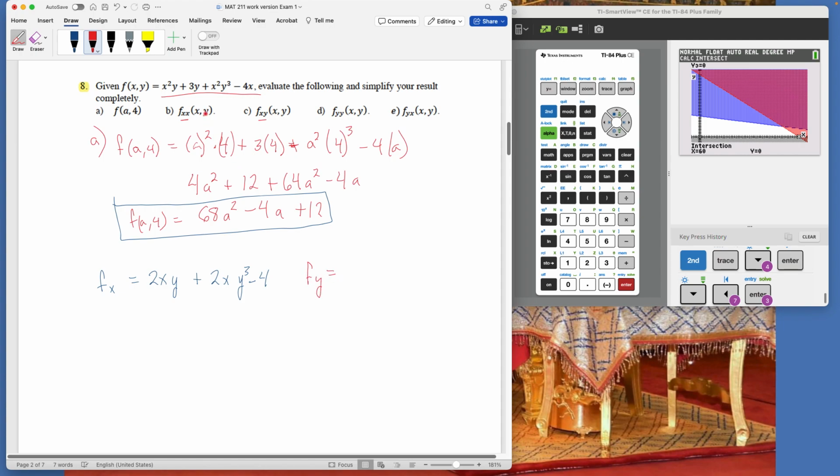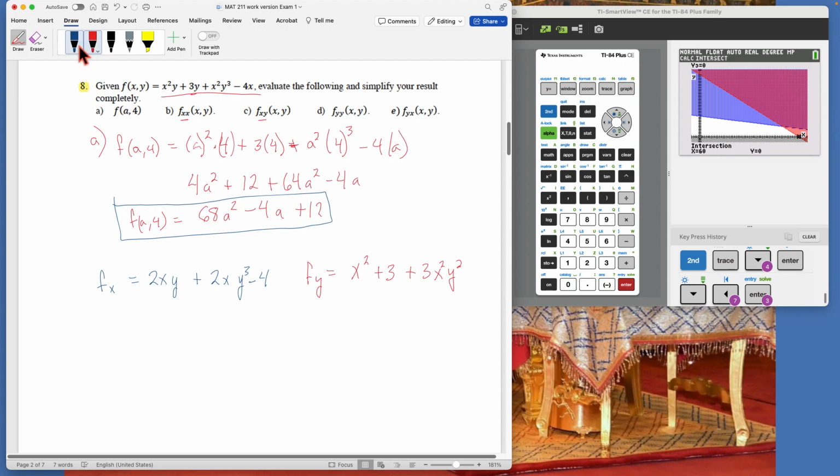So the partial with respect to y. I come to the first term. The derivative of y is 1, and I've got the x squared just tagging along for the ride, right? 1 x squared. Derivative of 3y is 3. Third term, x squared times y to the third. Derivative of y to the third is going to be 3y squared, and the x squared just tags along because it's a constant. And then the last term, minus 4x, x is a constant, so the derivative is 0. So these are our first derivatives.